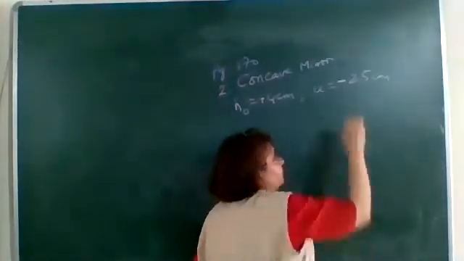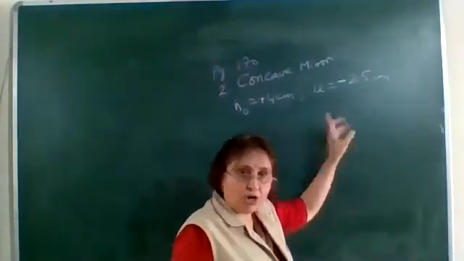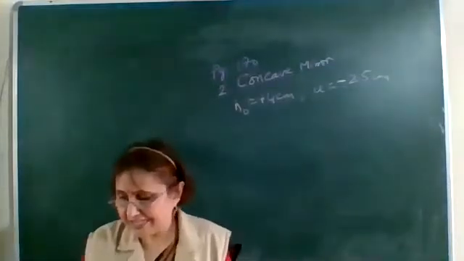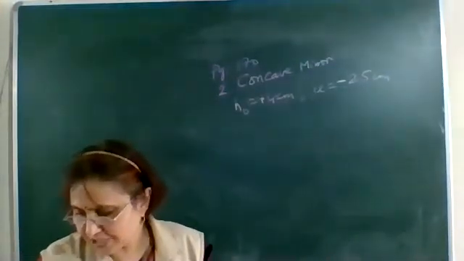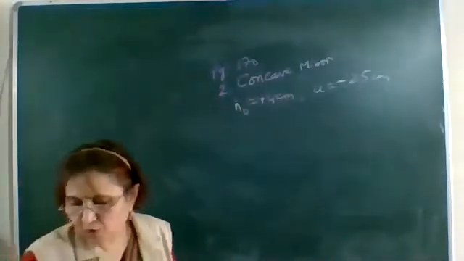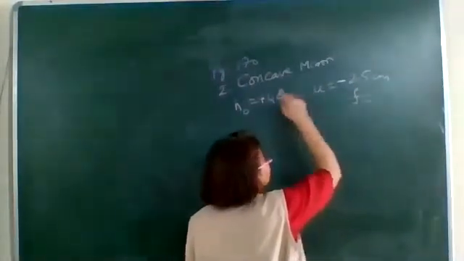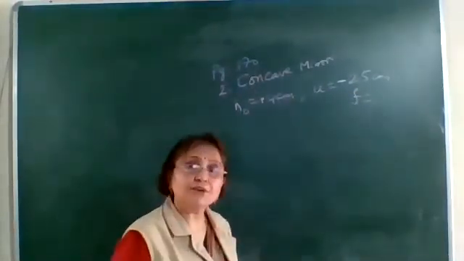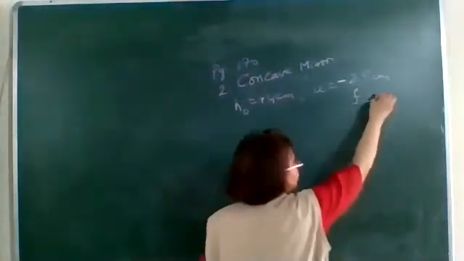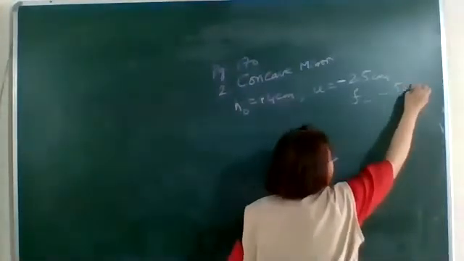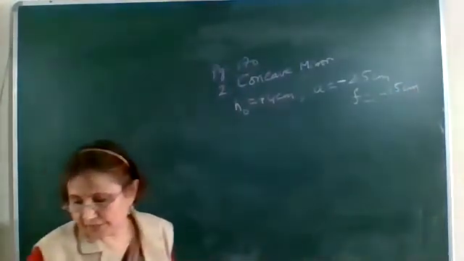So the U distance will be negative. For all these distances you have to use the sign convention. U is minus 25 centimeters. The focal length is 15 centimeters. As it is a concave mirror, the focal length is negative. So here we will write it as minus 15 centimeters.